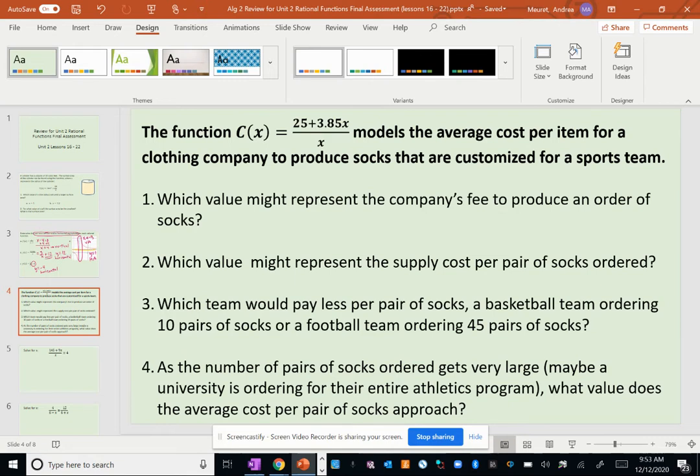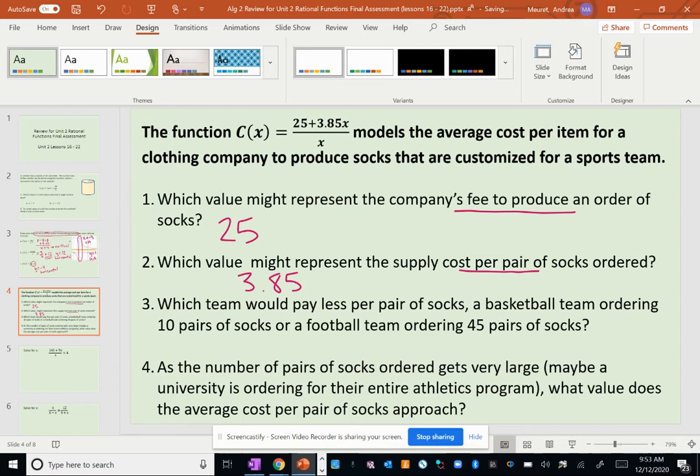So to produce an order of socks, that's going to be like a one-time fee. And so I would say the 25 in the equation is going to be the value that would represent the one-time fee just to produce the socks. And then number two, which value might represent the supply cost per pair of socks ordered? So per pair of socks ordered, that implies it's going to be multiplied by the number of socks that you order. And so the 3.85 is that value, since 3.85 is being multiplied by x.